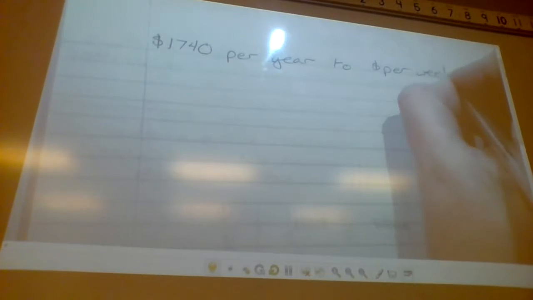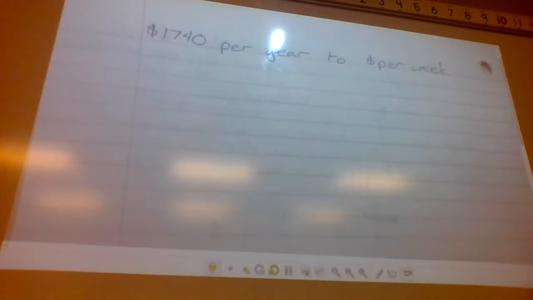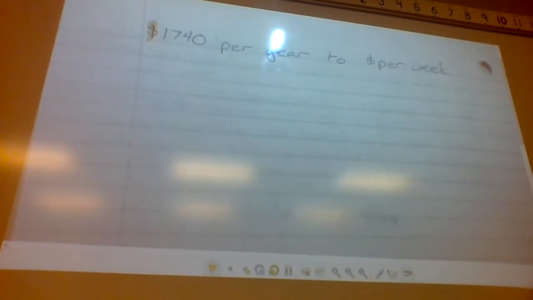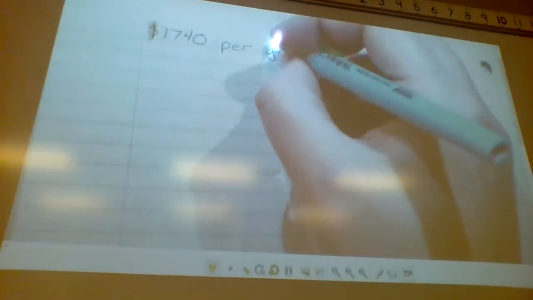All right, so let's try that same process. First thing I want you to do: what is the starting rate or ratio? The starting unit rate, the starting labels. Money per year. So dollar amount per year.